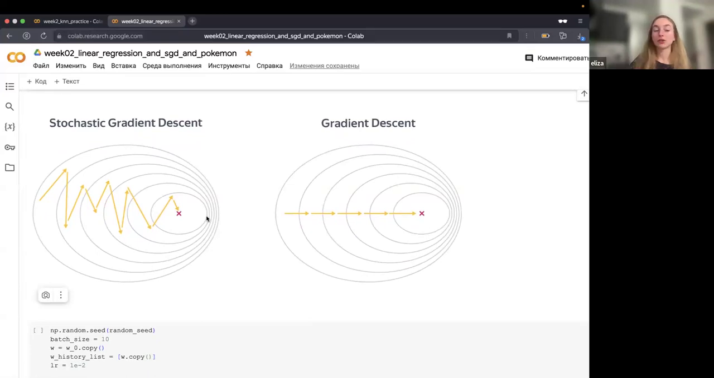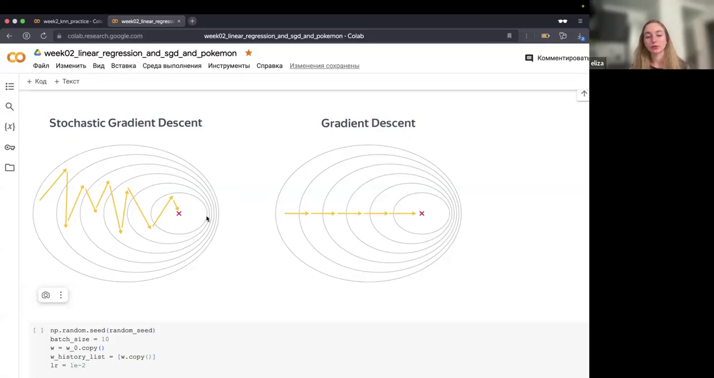What's the difference between stochastic gradient descent and the usual gradient descent? When we work with gradient descent, we use all training data. When we work with stochastic gradient descent, we use only some batch of your data. It's a few samples from your data.